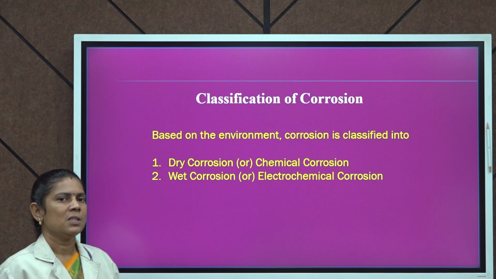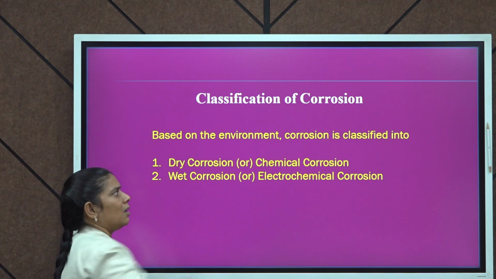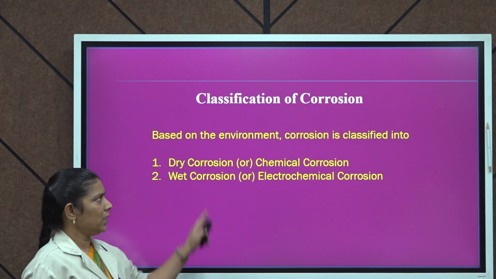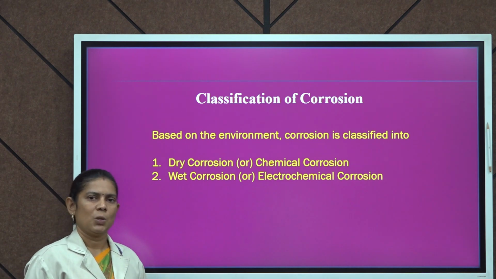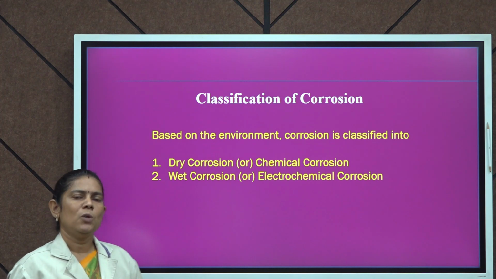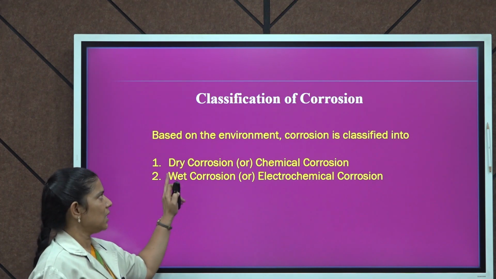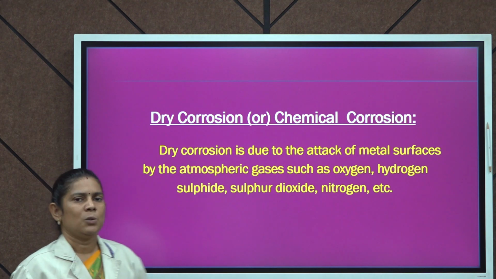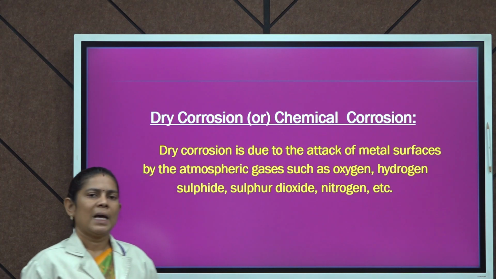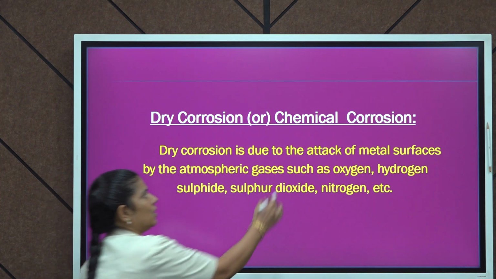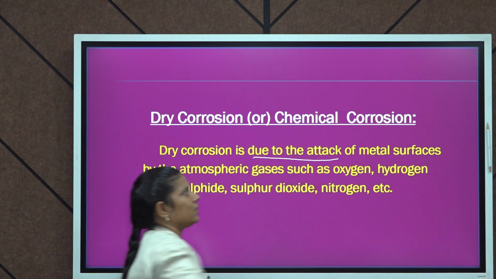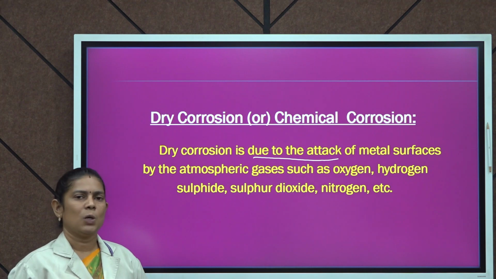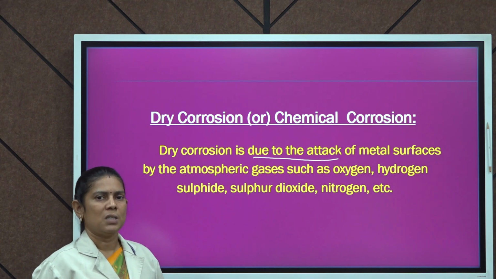The first type is dry corrosion, or otherwise called chemical corrosion. The second type is wet corrosion or electrochemical corrosion. In this session, we are going to focus on the first type, dry corrosion. Dry, that is, absence of moisture. Due to the attack of a metal surface by the atmospheric gases, the corrosion occurs. This is called dry corrosion.